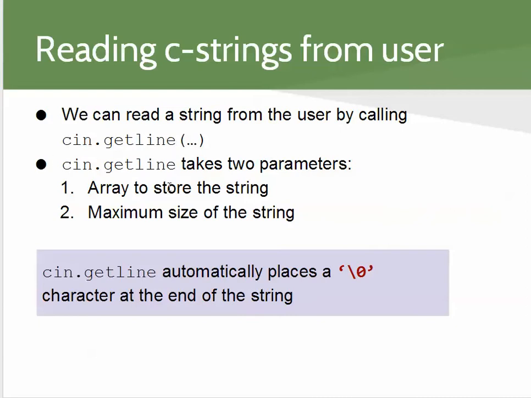That function takes two parameters. It takes an array to store the string, a C string, and it takes the maximum size of that string. And cin.getline will automatically wait for the user to type in a whole bunch of characters and hit enter. When I hit enter, cin.getline will take all the characters that the user's typed in, place them into your character array, and automatically put that null character at the end. So you're not going to do cin arrow arrow to get a C string. You're going to call cin.getline, and that's going to allow you to read in an entire string. And once that returns, you know that the null character is at the end of that string.